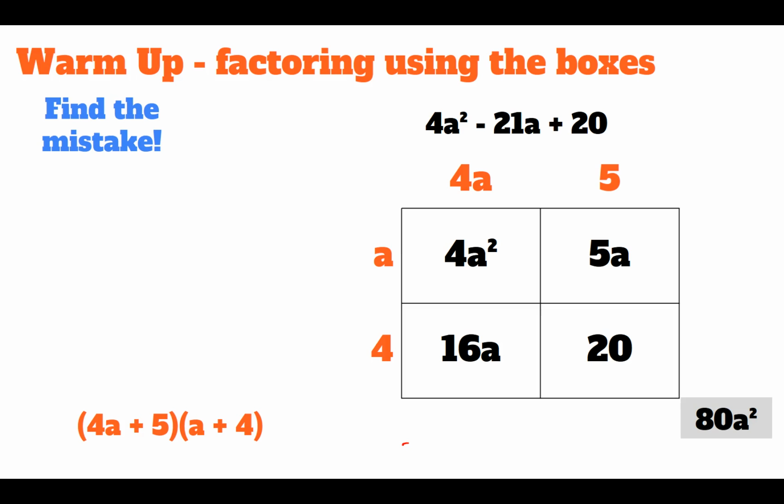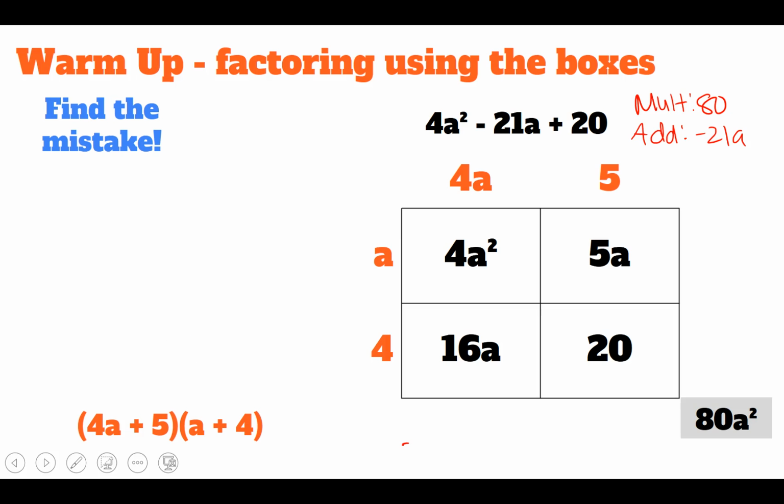Let's do this. What do they have to multiply to equal? They have to multiply to give me 80. Is 5 times 16 80? Yes, okay. They're supposed to add to give me what? What's the number in the middle? Negative 21a. Do 5 and 16 add together to give me negative 21?